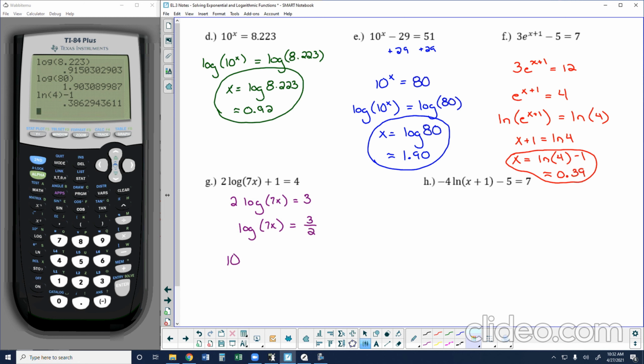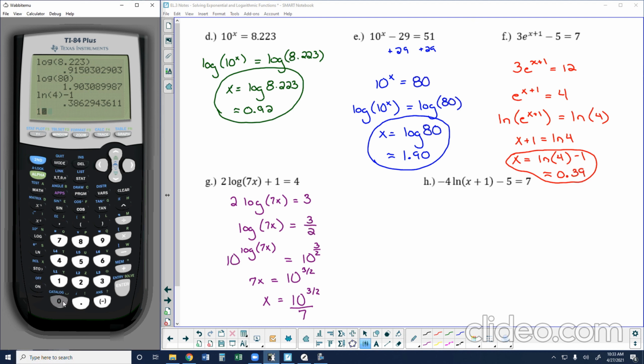So this is log base 10. So I'm going to take an exponential equation with base 10 of each side. So the logarithm becomes an exponent of 10, and the 3/2 becomes an exponent of 10. On the left side of the equation, the logarithm and the exponential base will eliminate each other, leaving us with 7x equals 10 to the 3/2. From here, we need to isolate the x by dividing both sides by 7. So x is equal to 10 to the 3/2 power over 7.